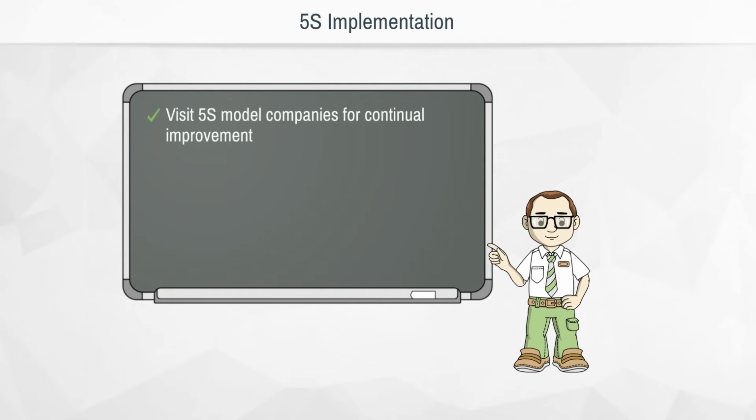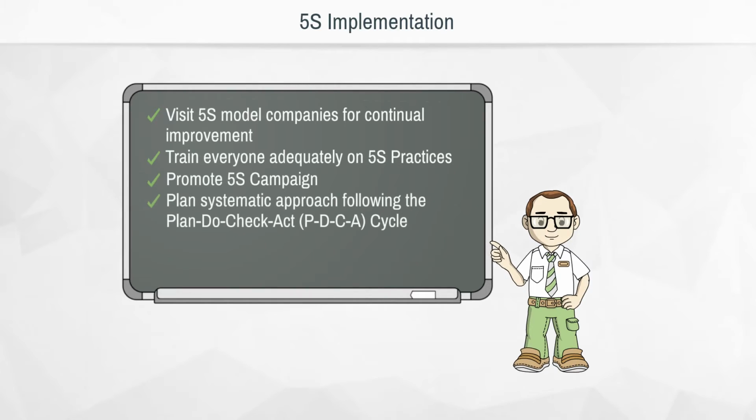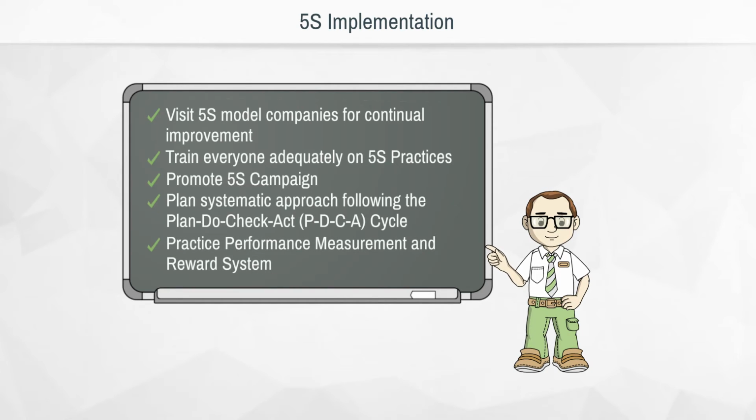Visit 5S model companies for continual improvement. Train everyone adequately on 5S practices. Promote 5S campaign. Plan systematic approach following the Plan, Do, Check, Act (PDCA) cycle. Practice performance measurement and reward system.